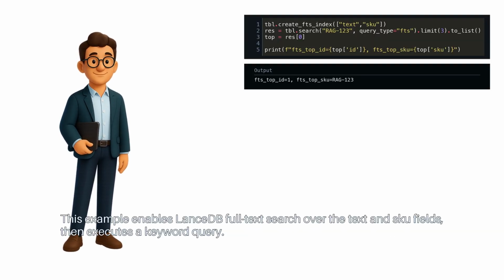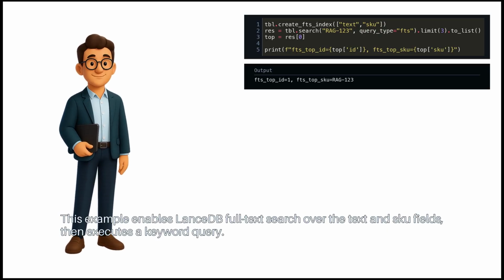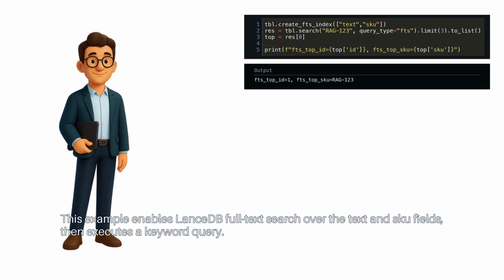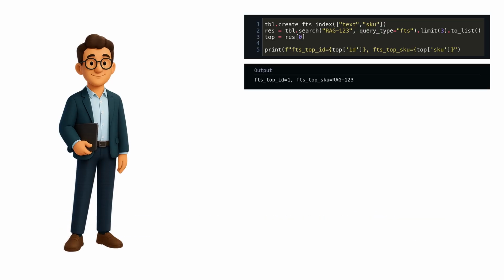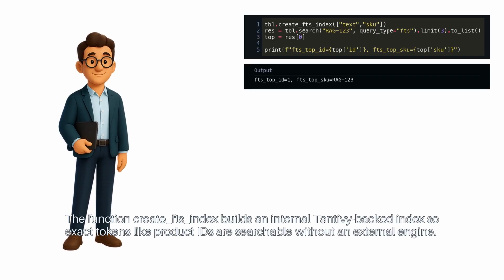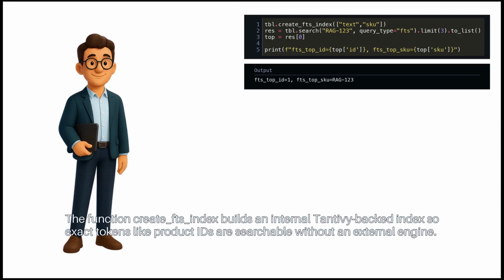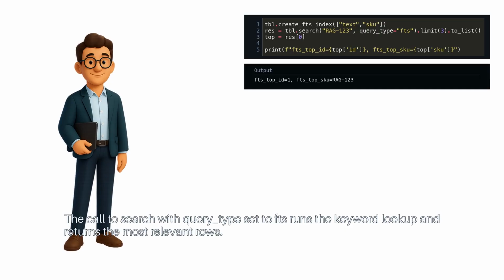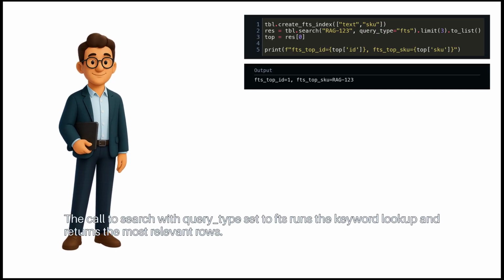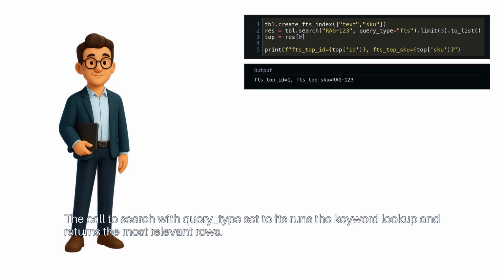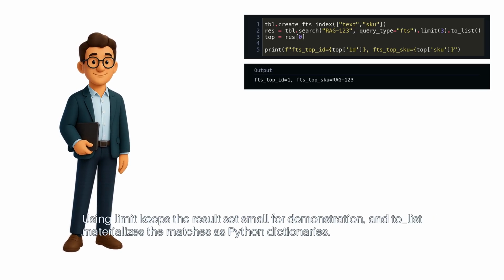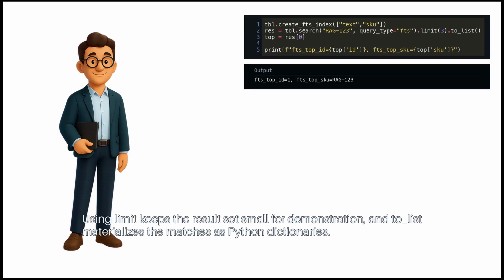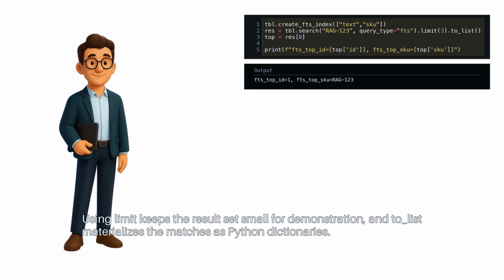This example enables LanceDB full-text search over the text and SKU fields, then executes a keyword query. The function createFTS index builds an internal Tantivy-backed index, so exact tokens, like product IDs, are searchable without an external engine. The call to search with query type set to FTS runs the keyword lookup and returns the most relevant rows. Using limit keeps the result set small for demonstration, and toList materializes the matches as Python dictionaries.